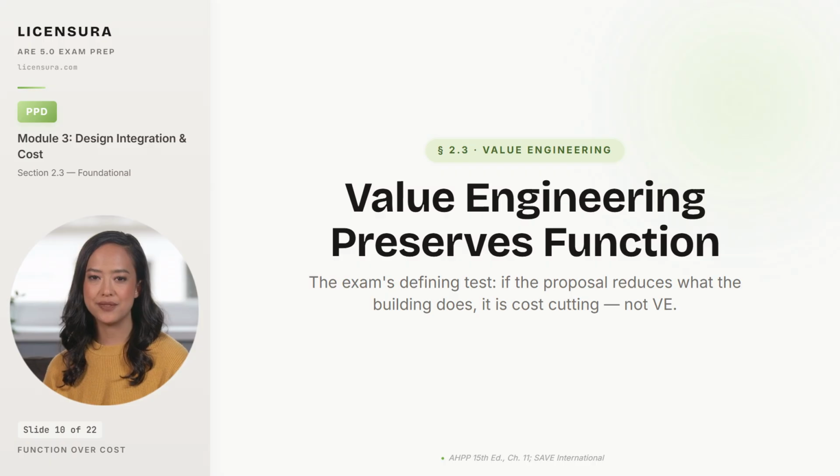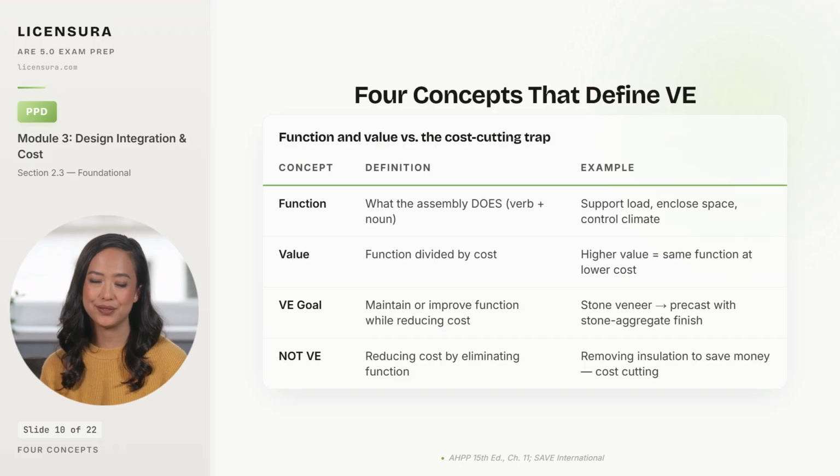4 concepts define VE rigorously: function, value, the VE goal, and what is not VE. 4 concepts you must hold straight. Function is what the assembly does, described as a verb plus a noun. Support load, enclose space, control climate, resist moisture. The verb-noun discipline forces you to name the function before you discuss the product, and naming the function is what separates VE from arbitrary scope cuts.